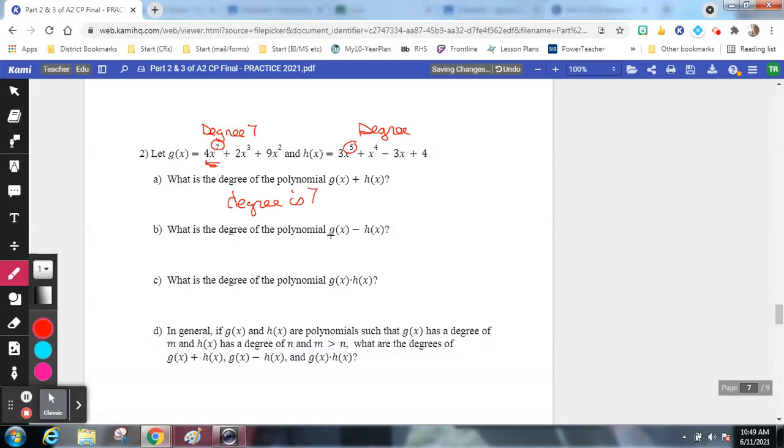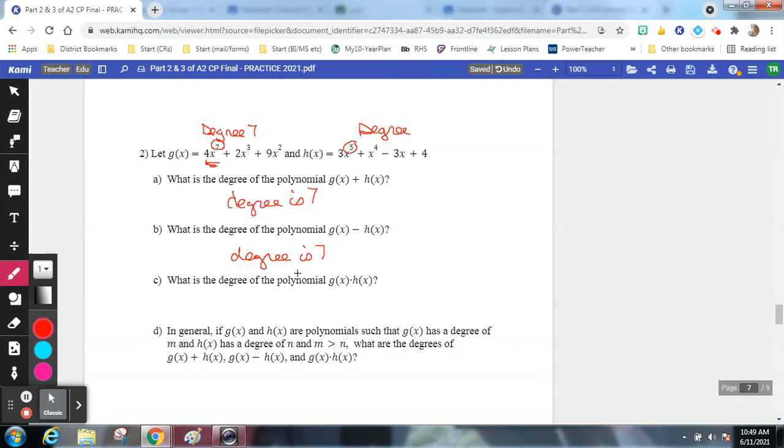Same thing goes with subtracting. When I subtract those two, again, I combine my like terms just with subtraction. That 4x to the 7th is still my biggest one. I don't care about the coefficient of it, what happens to that. I know the degree is still 7.